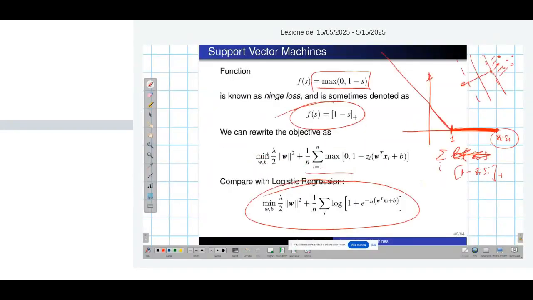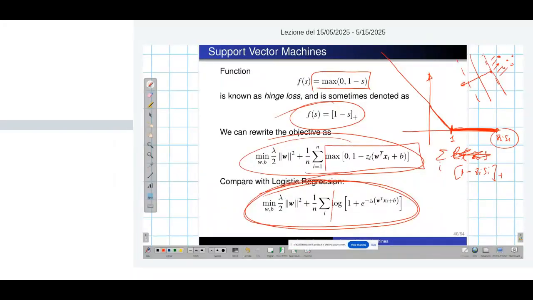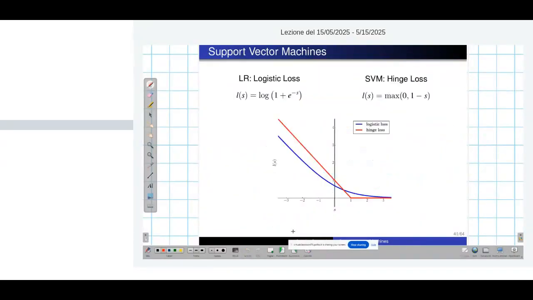And rewrite the SVM objective function in this way, it looks exactly like the regularized logistic regression model, just with a loss that now is the hinge loss rather than the logistic loss. And how do the two losses compare? They compare like this. Logistic loss: exponentially decreasing cost, but I still pay a cost also for correctly classified samples.